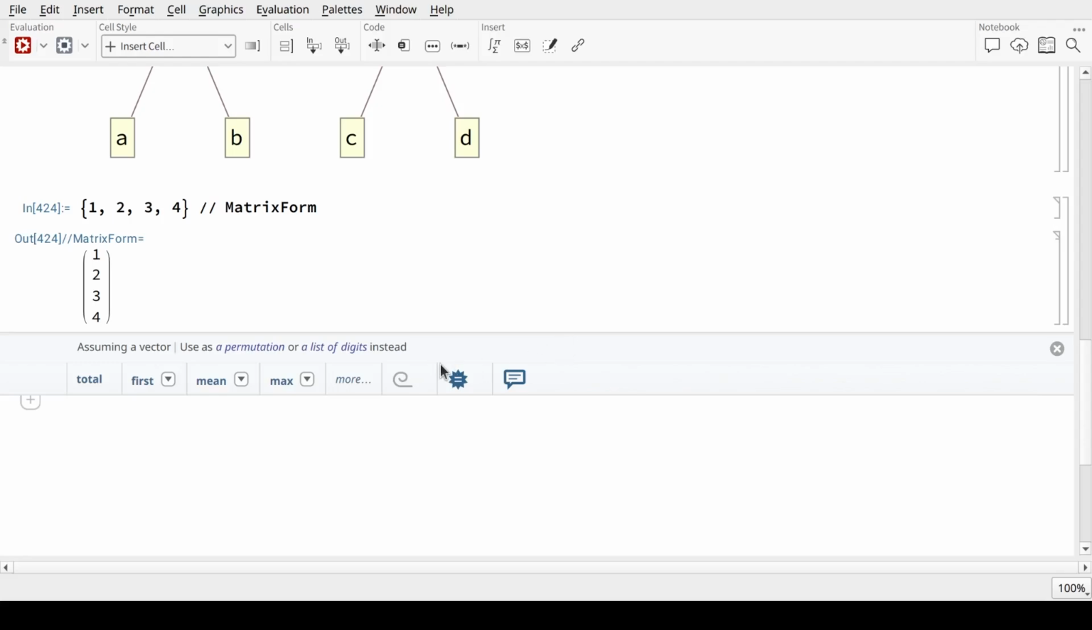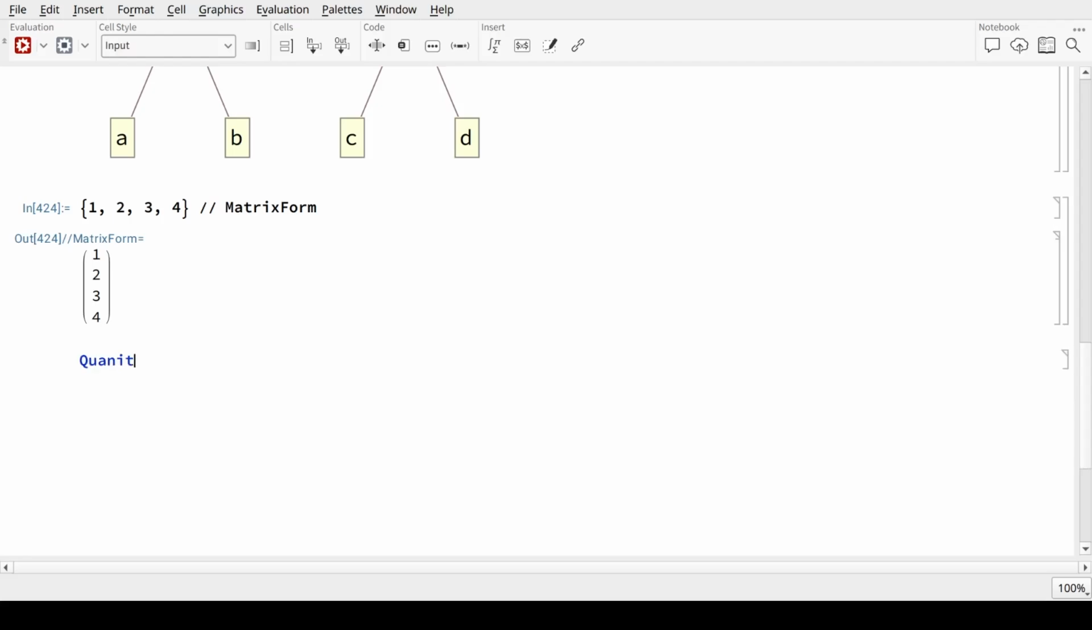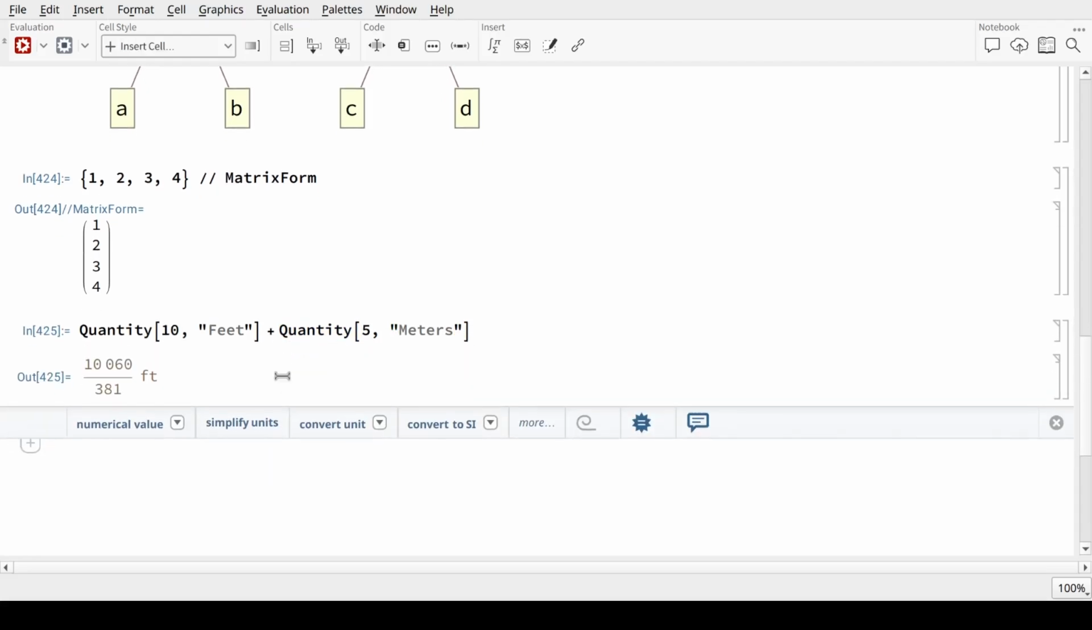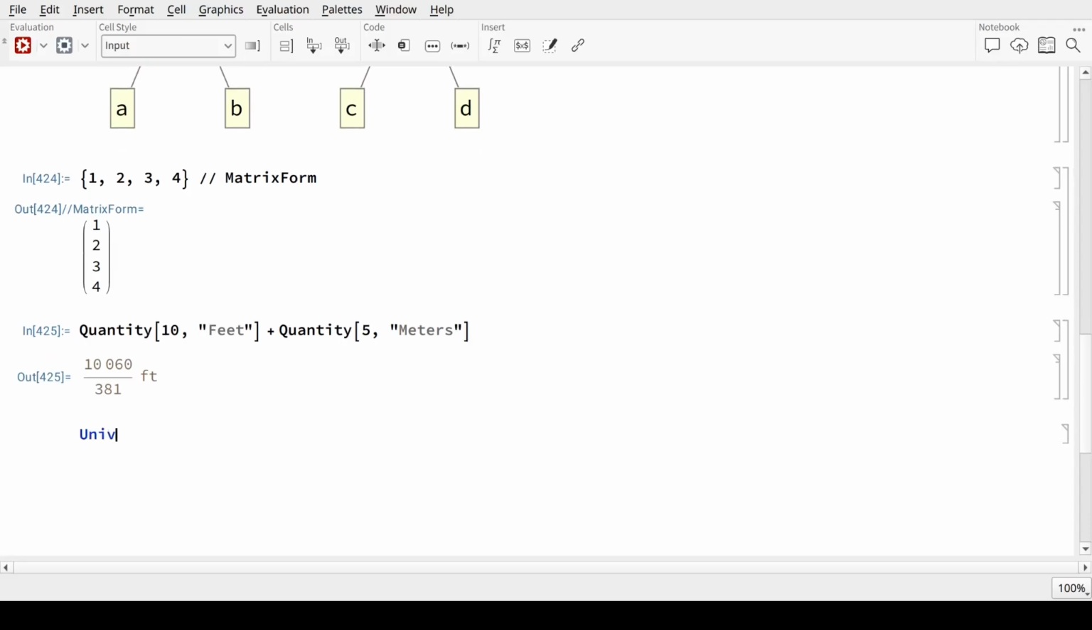Working with units. How would you work with units in Mathematica? To work with units in Mathematica, all we have to do is use this Quantity. In which case, the first argument specifies the amount of it. Then the second argument specifies what kind of units you want. For instance, in this case, we are adding 10 feet to 5 meters, and it gives us this number, which we can afterwards convert with UnitConvert.